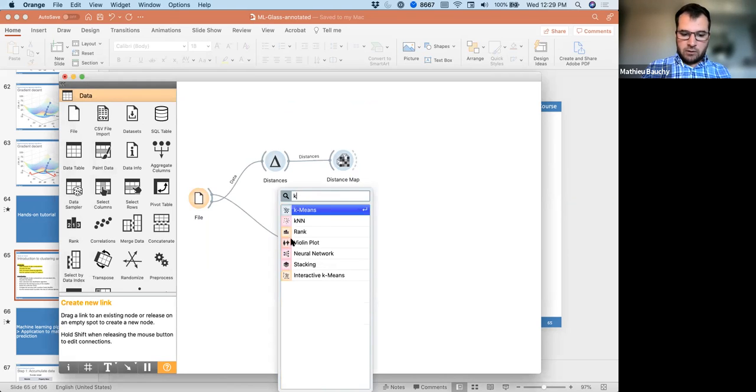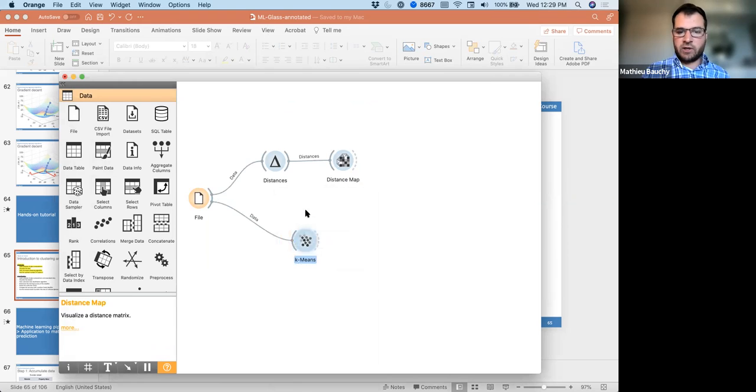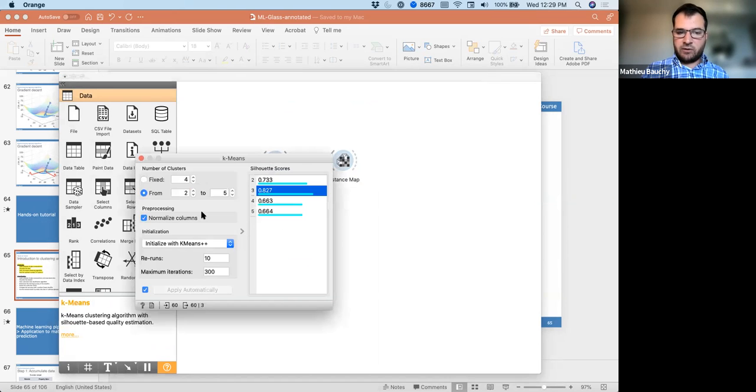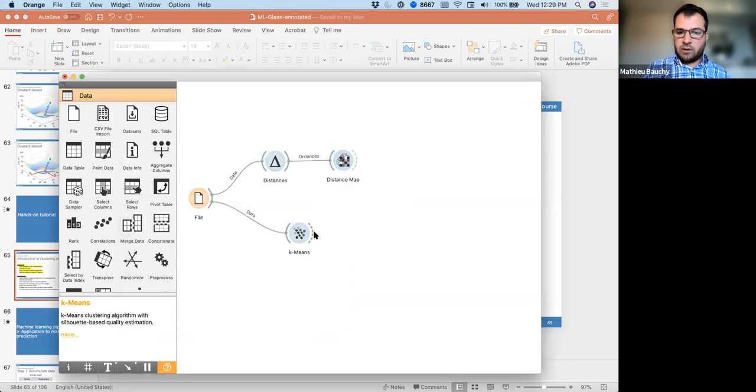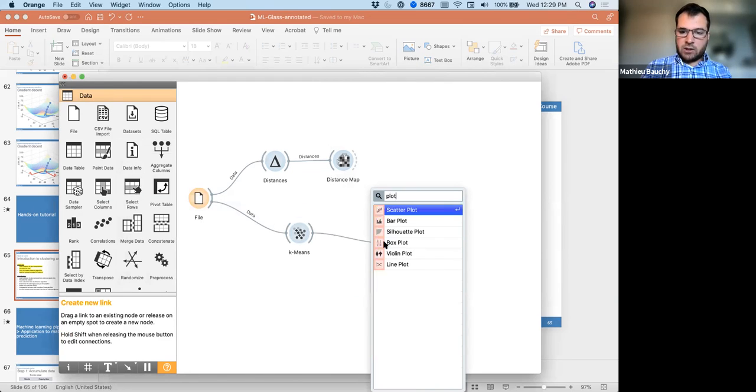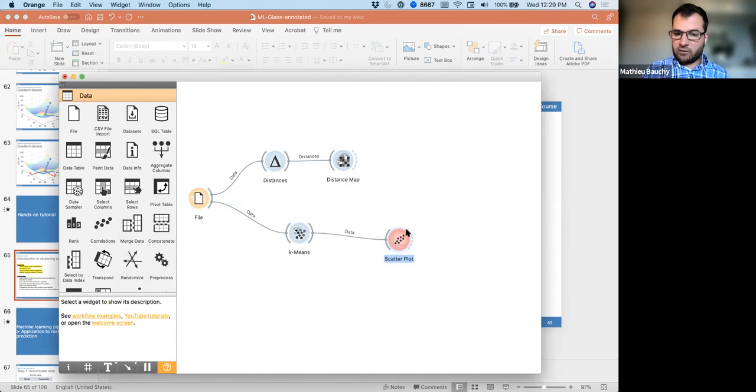So now let's do the same thing. Let's do the k-means analysis. I'm going to say I want to try different values of clusters ranging from 2 to 5. So here we can already see that a number of clusters of 3 gives you the highest silhouette. Let's see what kind of clustering is actually performed.